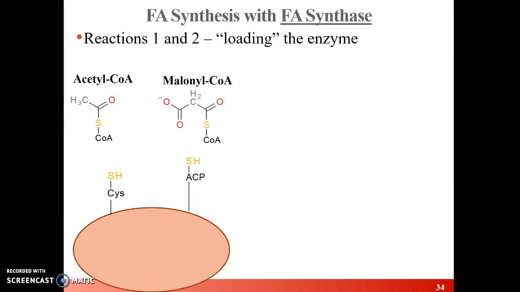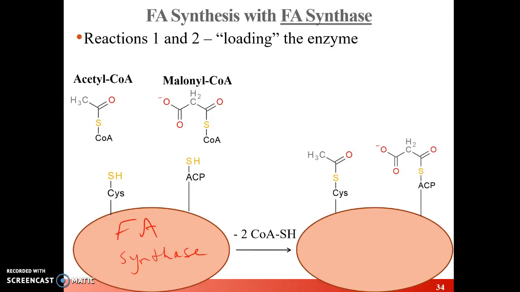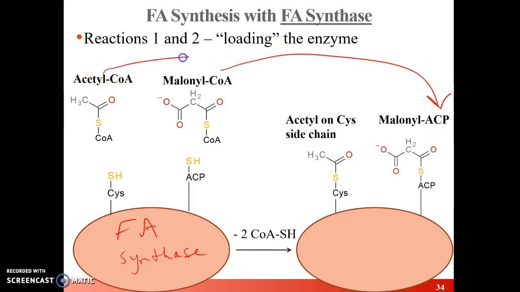We have this blob on the bottom, which is your fatty acid synthase. This is reactions 1 and 2, loading the enzyme. Remember, we have our acyl carrier protein with the appropriate group. There's also a cysteine group that we're going to see with its side chain. We're going to add the appropriate acetyl group and malonyl group onto the 2 components on the fatty acid synthase. So if you look, the acetyl group got added onto the cysteine, and the malonyl group got added onto the acyl carrier protein on the right. Okay, so both of those groups are now loaded onto the enzyme.